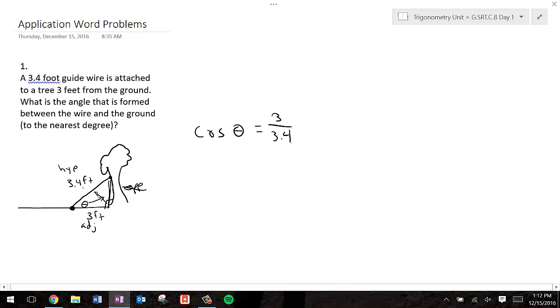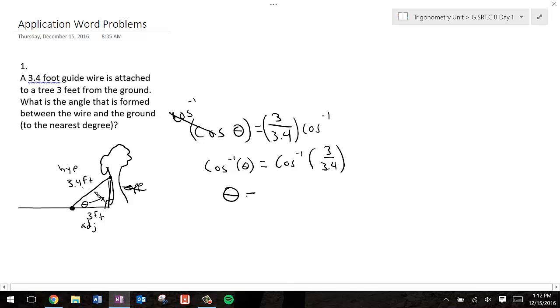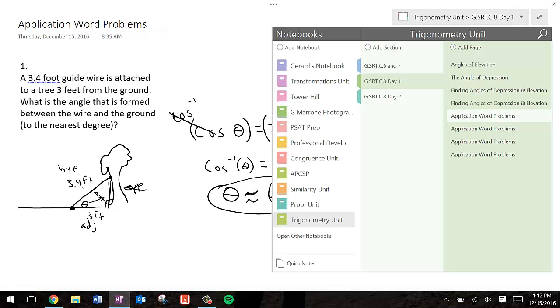And in order to find the angle, when we're just looking for the angle itself, we're going to use the inverse. So we're going to take cosine^-1 on both sides. So I've got cosine^-1 of theta equals cosine^-1 of 3 over 3.4. And when we plug that into the calculator, our theta is approximately 62 degrees. Okay? So once we have the picture set up, it's just a regular trigonometry problem like we've had experience with.